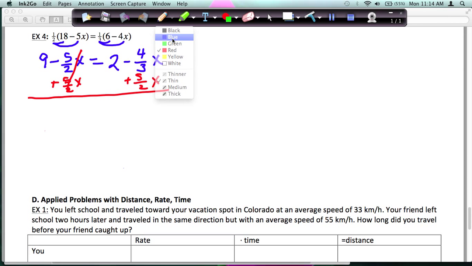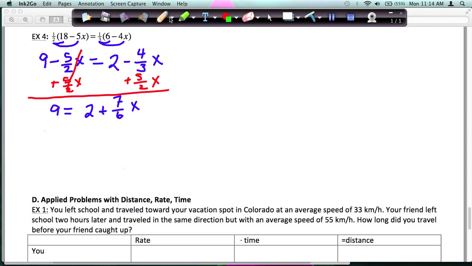And I'm going to get 9 equals 2. And then go ahead and do this on your calculator, -4/3 plus 5/2, and you should get a positive 7/6. You could also get a common denominator of 6 and add those and you'll get 7/6.